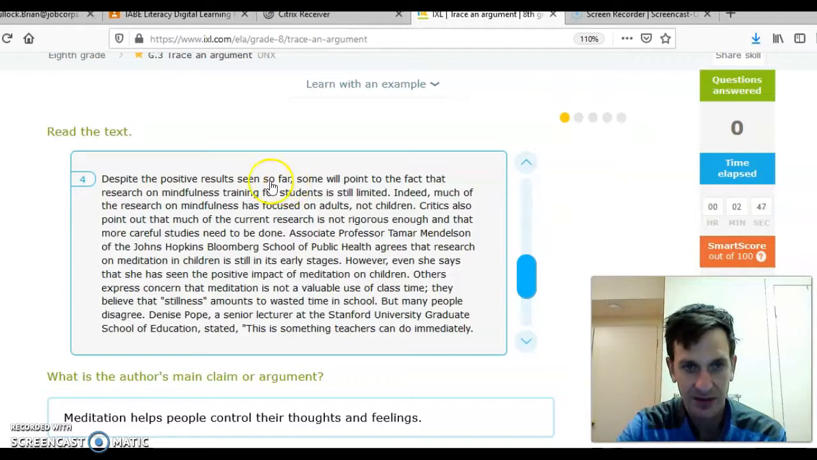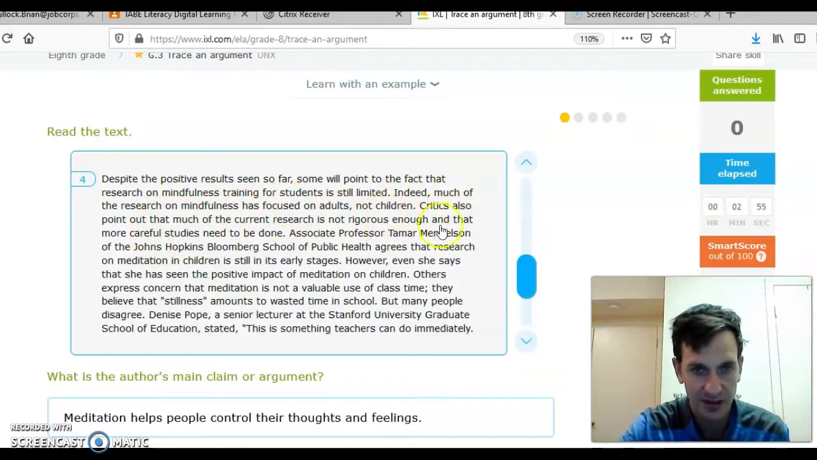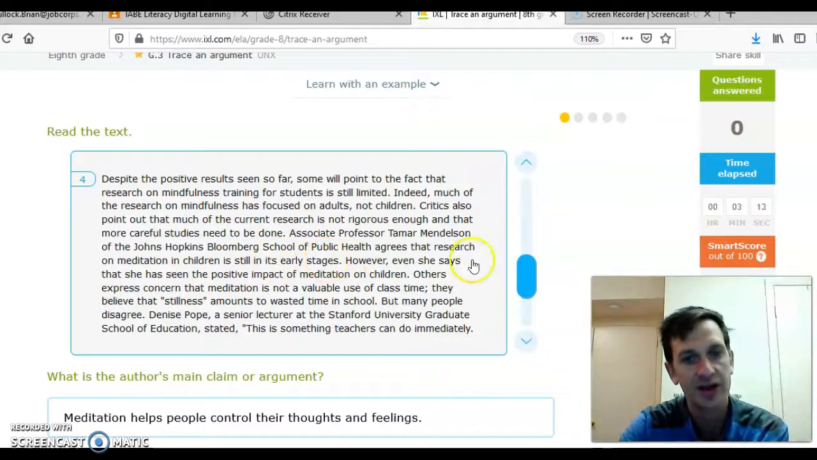Despite the positive results seen so far, some will point to the fact that research on mindfulness training for students is limited. Indeed, much of the research on mindfulness is focused on adults, not children. Critics also point out that much of the current research is not rigorous enough and that more careful studies need to be done. Associate Professor Tamar Mendelsohn of the Johns Hopkins Bloomberg School of Public Health argues that research on meditation in children is still in its early stages. However, even she says that she has seen the positive impact of meditation on children.